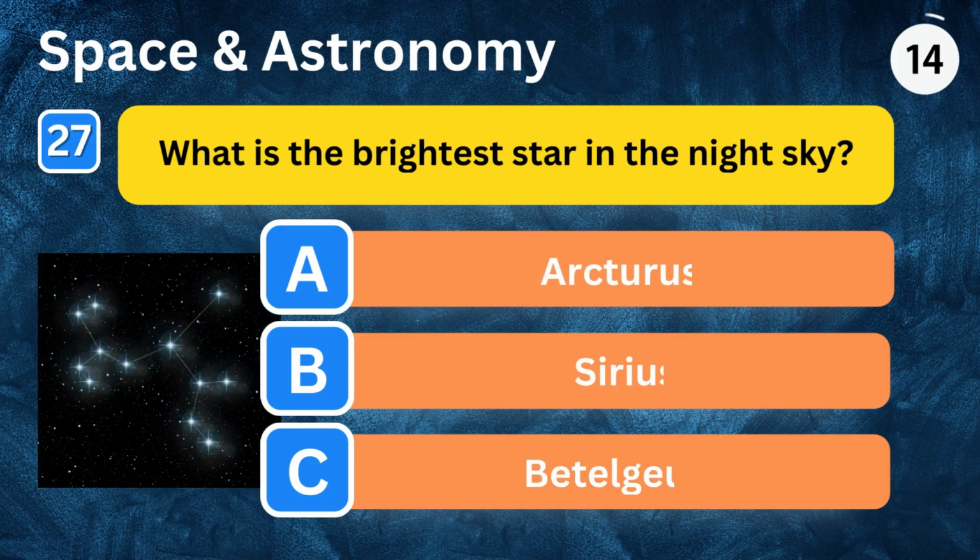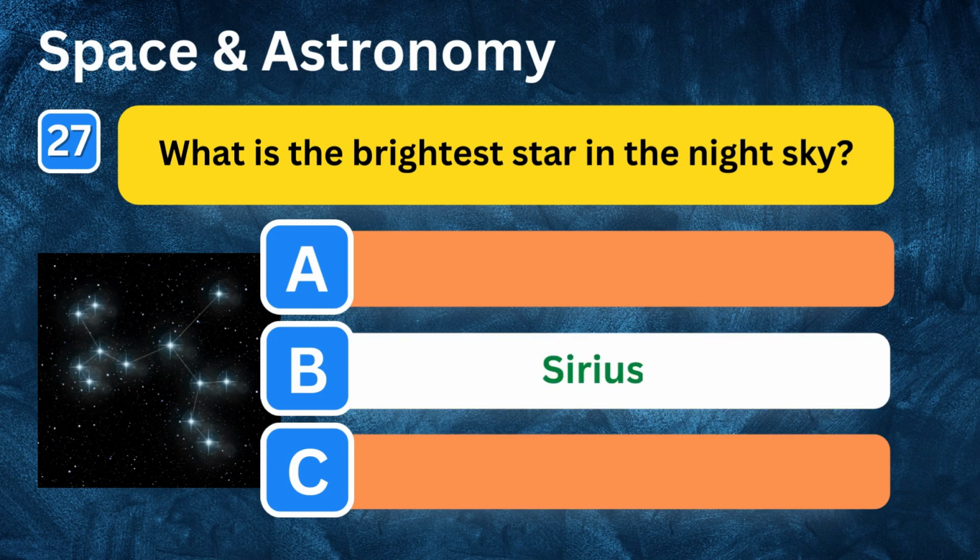Question 27. What is the brightest star in the night sky? Is it Arcturus, Sirius, or Betelgeuse? And the answer is Sirius.